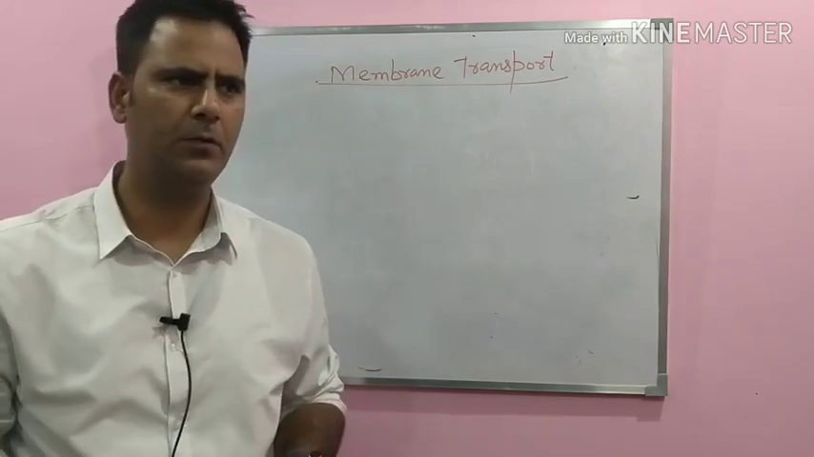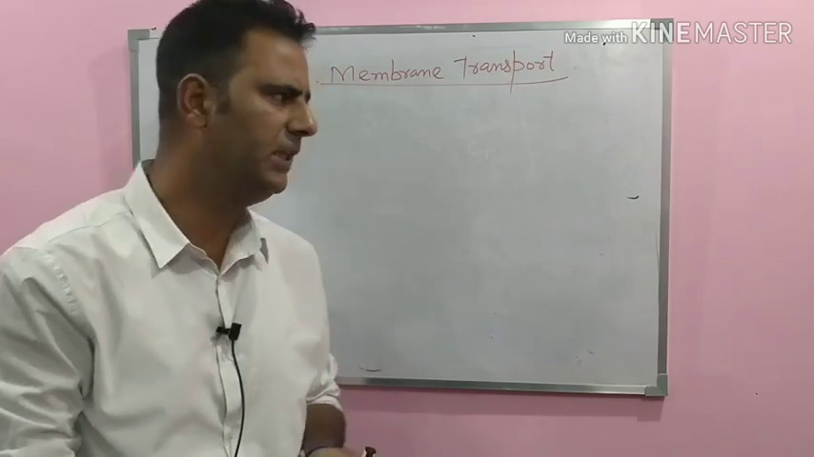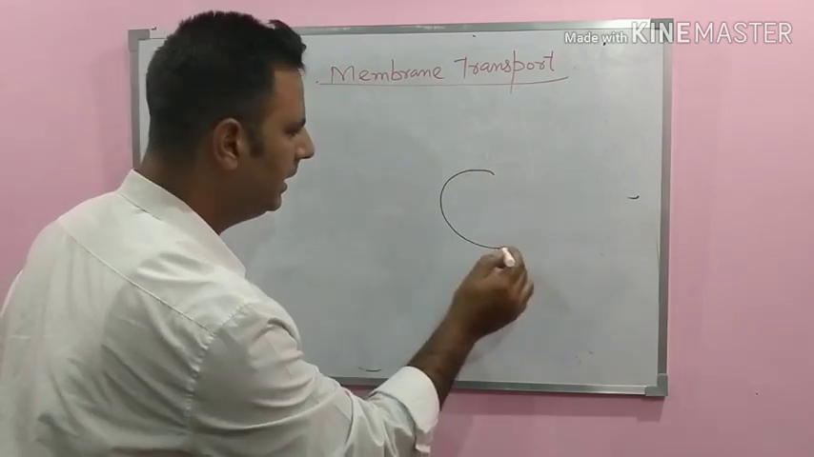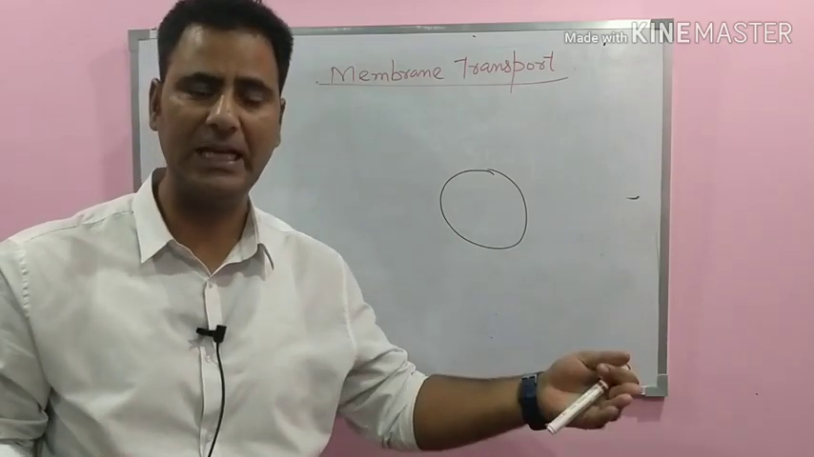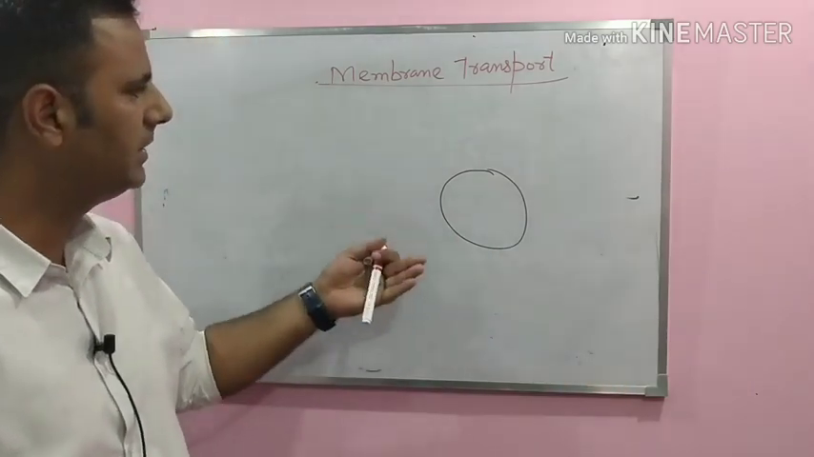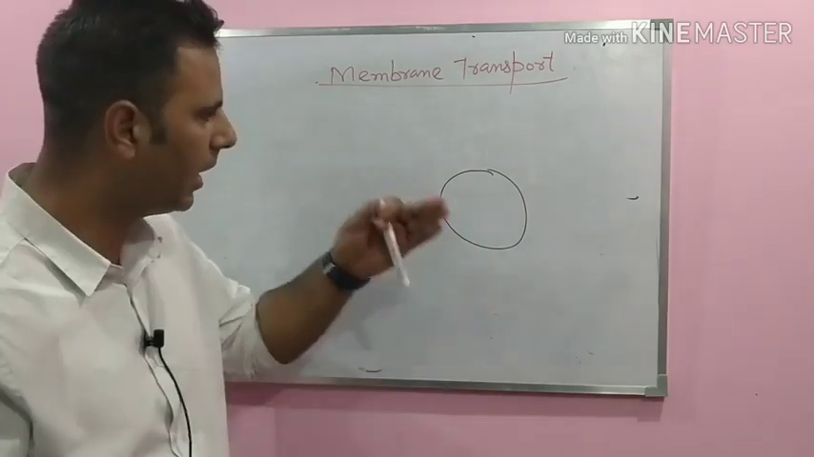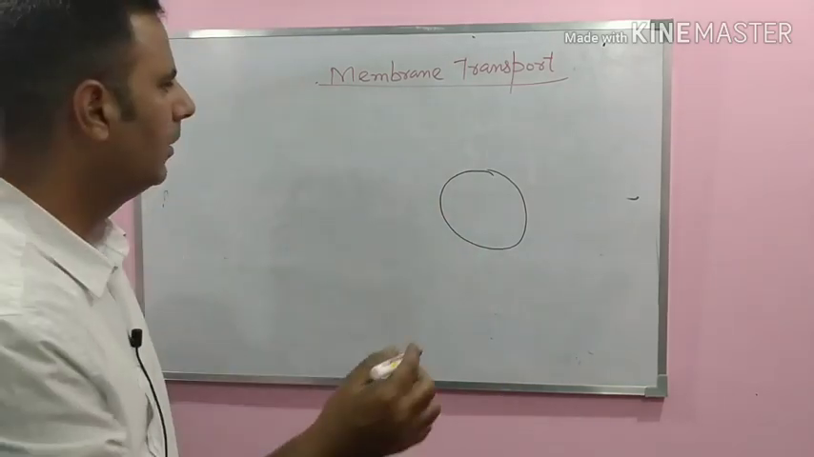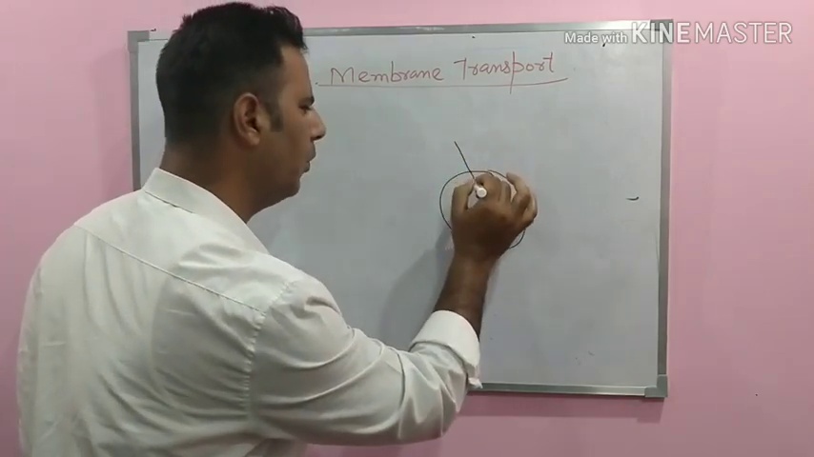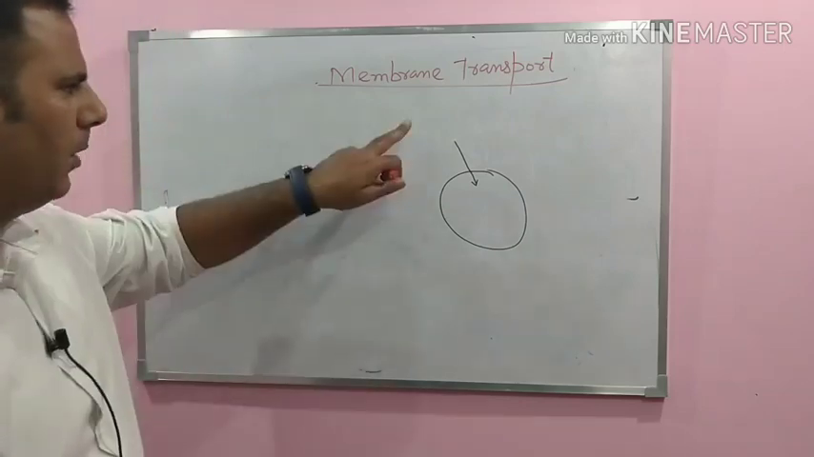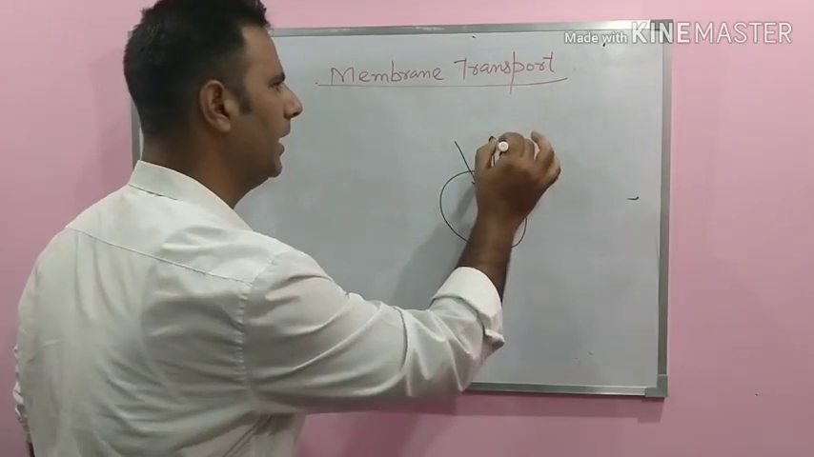Since we know we have a large number of cells and these cells need oxygen, they need to give off carbon dioxide, and these cells need to take in nutrients, they need to excrete out the waste products. For that reason, there should be a continuous transport of substances from outside to inside and from inside to outside.